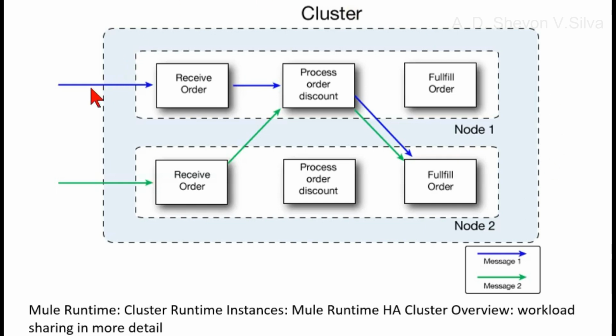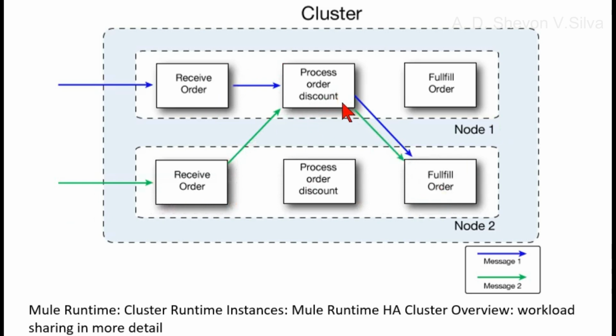Here you can see the path of message 1. Here you can see the path of message 2. Here message 1 is connected to receive order. Receive order is connected to process order discount, and process order discount is connected to fulfill order. Here message 2 is connected to receive order, receive order is connected to process order discount, and process order discount is connected to fulfill order.